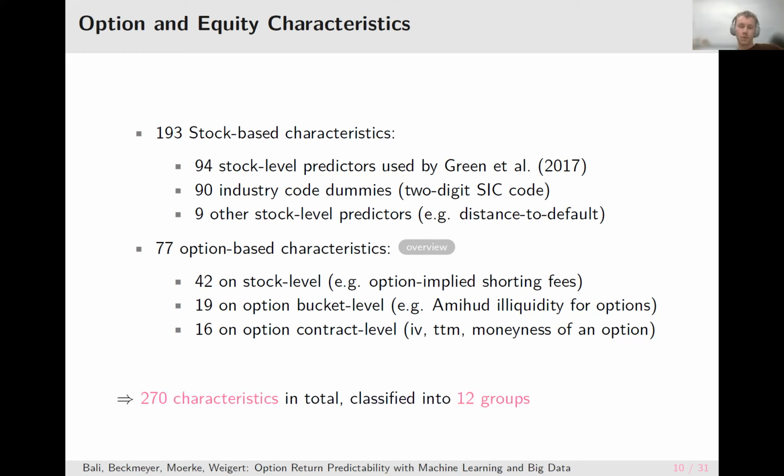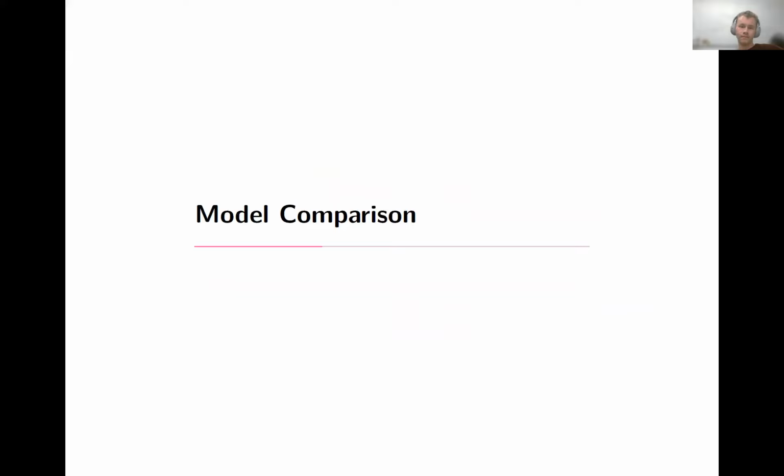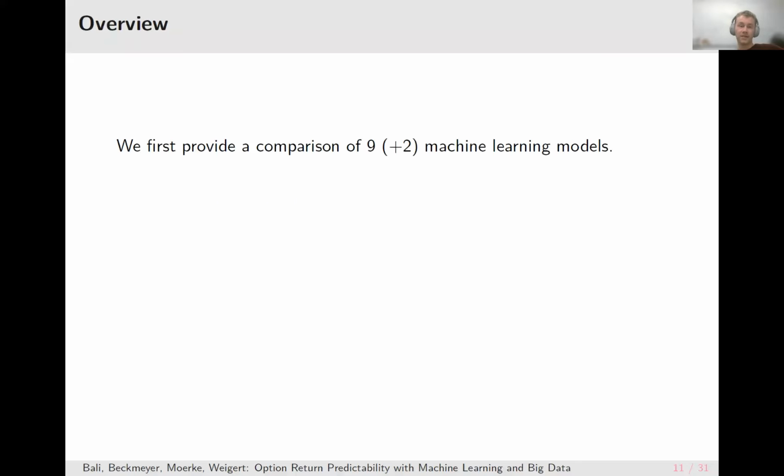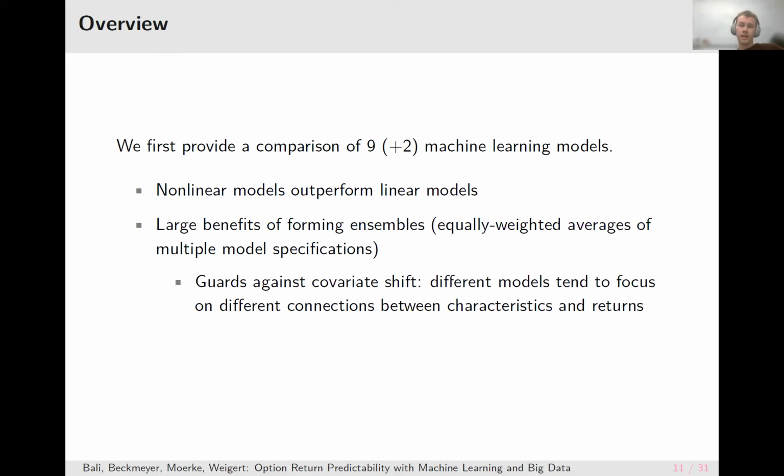So in total, we use 270 characteristics, which we can also classify into groups, and I will talk a bit more about that later on. So the first part of the paper is a standard model comparison. Is it worthwhile to invest in the computational expenses of using nonlinear models? And the resounding answer to this is yes, because nonlinear models are actually pretty much necessary to uncover predictability in option returns. We find huge benefits of forming ensembles.